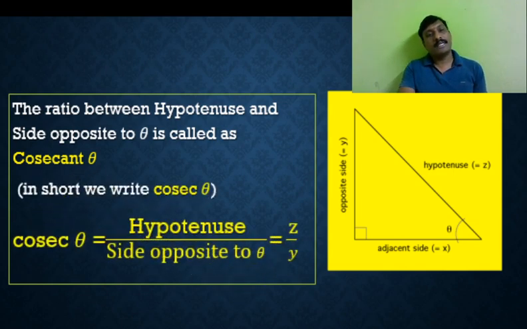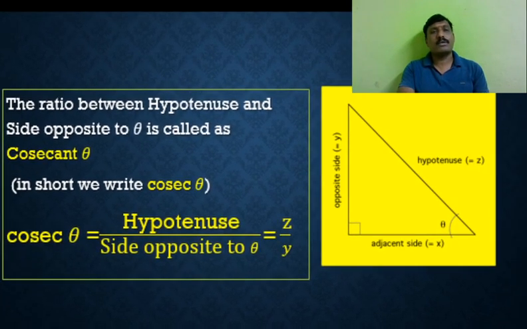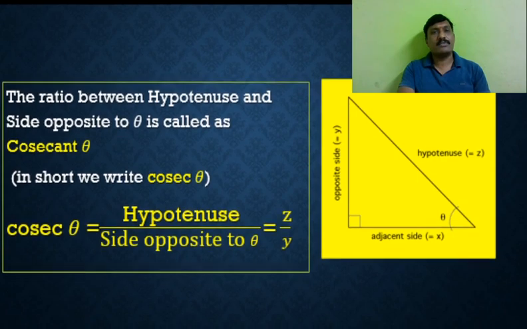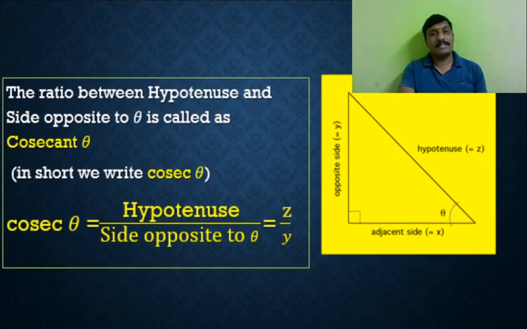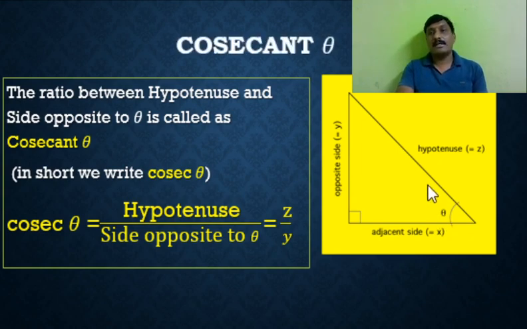Once again, mathematically we can write it as hypotenuse by side opposite to theta, called the cosecant theta. In short form, we call it cosec theta. What do we call? Cosec theta. With the names of the sides, I can say the hypotenuse is z, side opposite to theta is y. So z by y is called cosec theta.